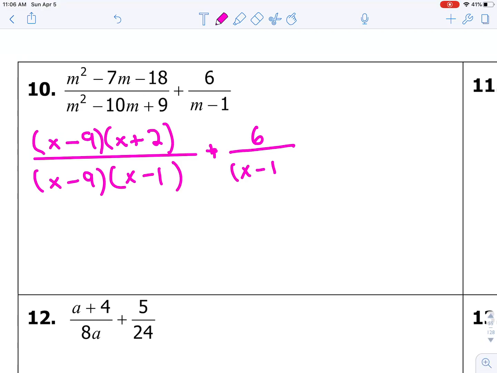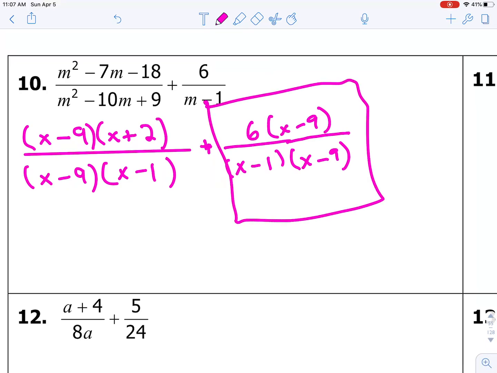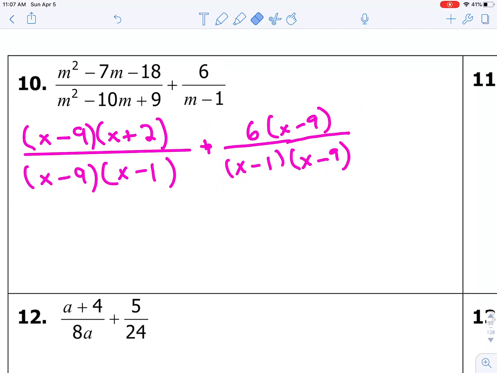Looks like we almost have common denominators, right? They both have x minus 1. But in order to be common, this would have to have an x minus 9, right? So remember, you multiply both the denominator and the numerator to give them a common denominator and to keep them equal. And you'll see if you just look at this independently, we didn't change the value at all because x minus 9 divided by x minus 9 goes away and I'm just left with the original expression. That's why I was able to do it, and it gives us now common denominators and allows us to add.